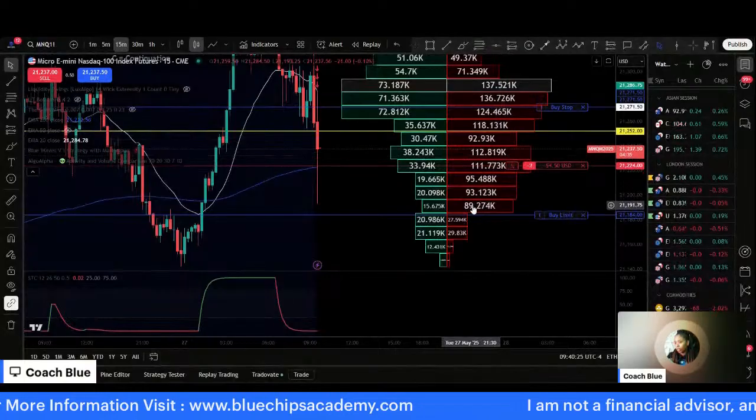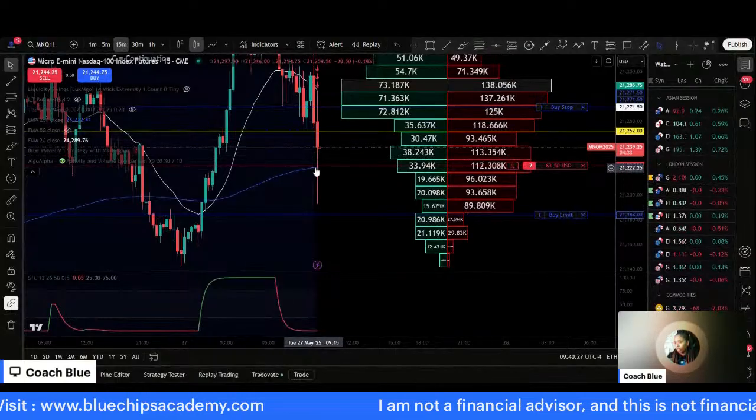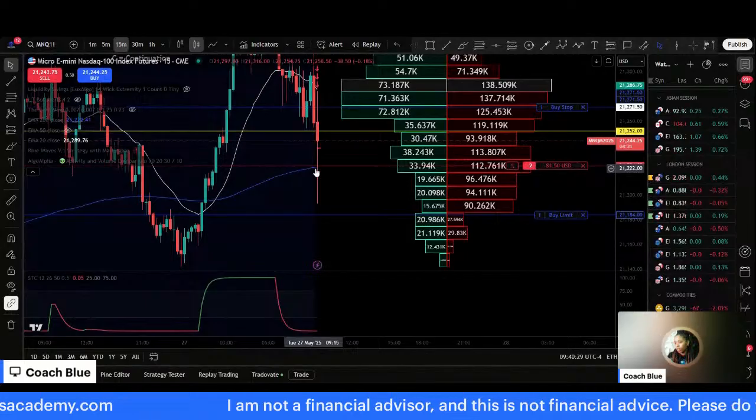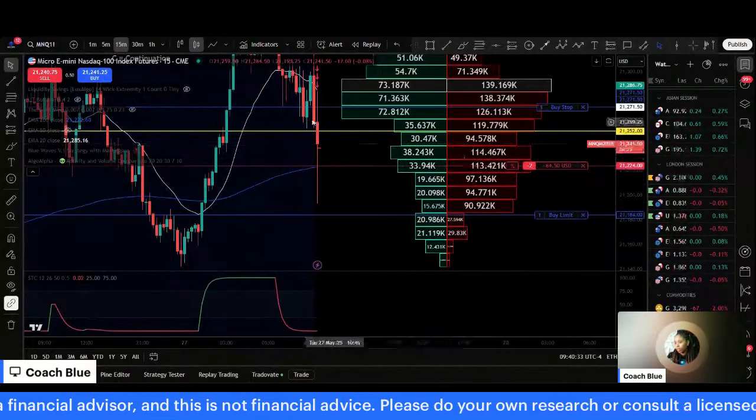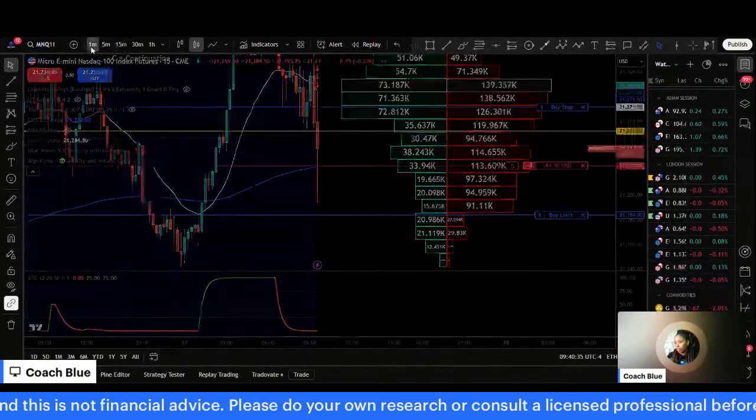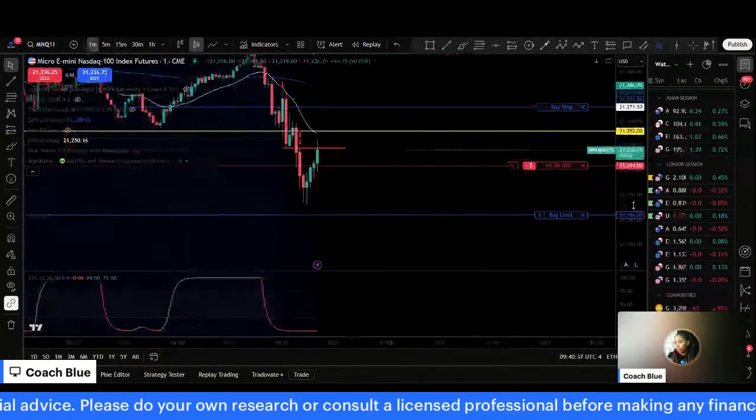Okay, so this can go one way or the other because we're sitting at the 200 where it can find support, right? But it's saying that we have more sellers right now. So we'll see how this plays out, guys. Okay, let's go back to the 1 minute.